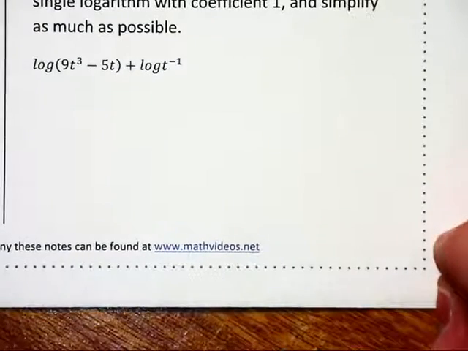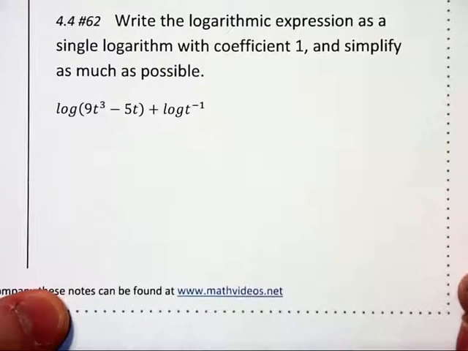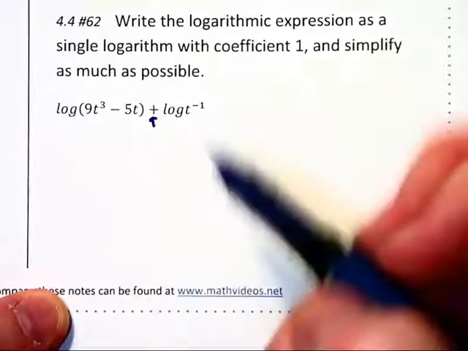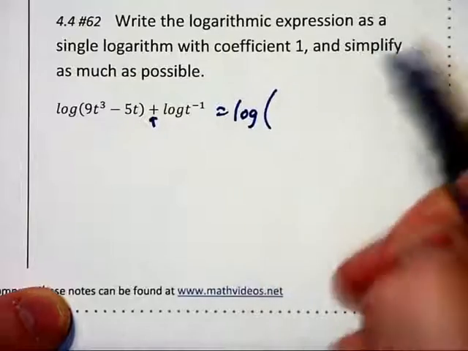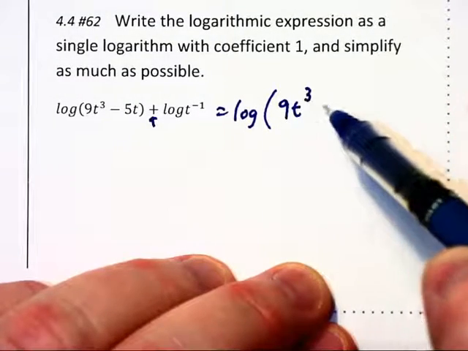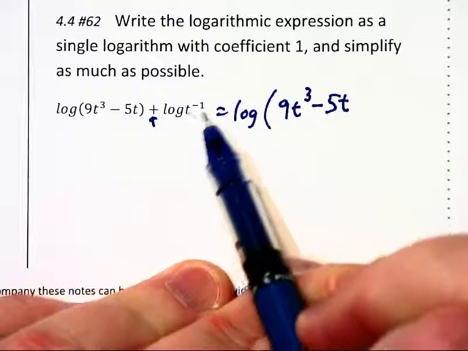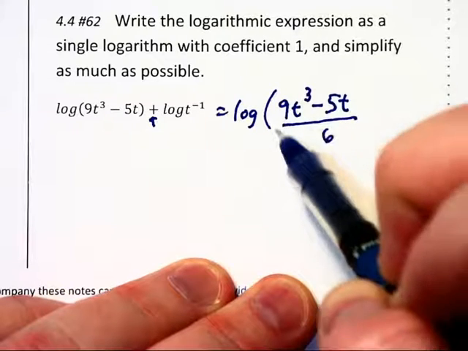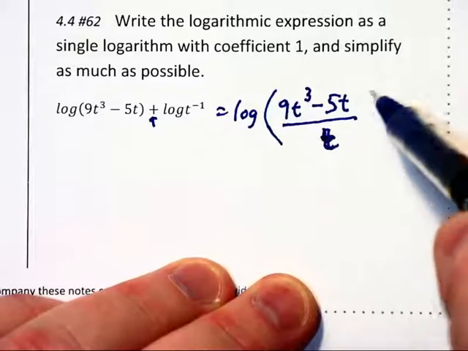In this next problem, we're supposed to simplify this somehow. We see addition, which is going to turn into multiplication. So we're going to have log of, we're going to have 9t cubed minus 5t multiplied by this t to the minus first, which really means we're going to be dividing by, whoops, not 6, but t. I meant to write a curled t there.